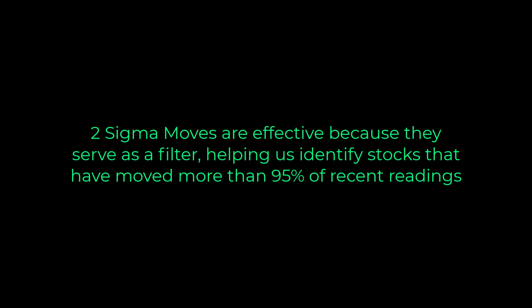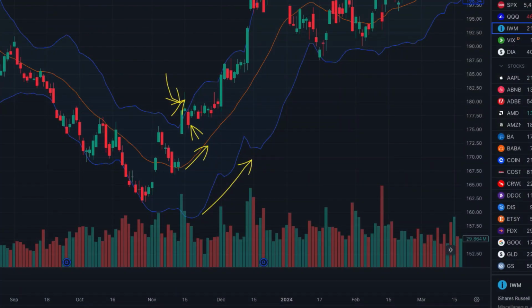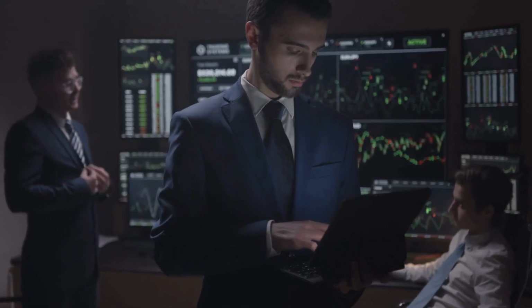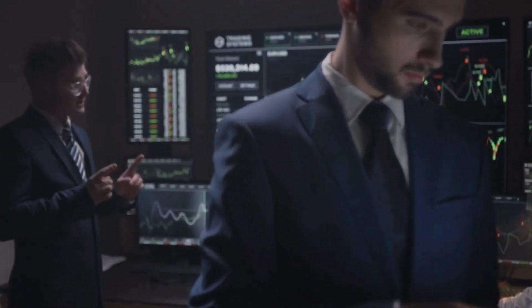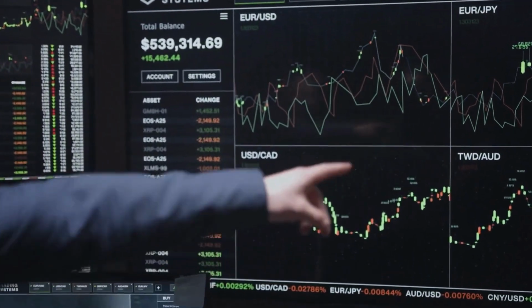The reason these trades are so effective is they serve as a filter, helping us identify stocks that have moved more than 95% of readings, which in a trending market basically means that we're finding the stocks that are making the largest relative moves. It's kind of like finding the market's list of top gainers or losers, but incorporating a momentum factor into the analysis.